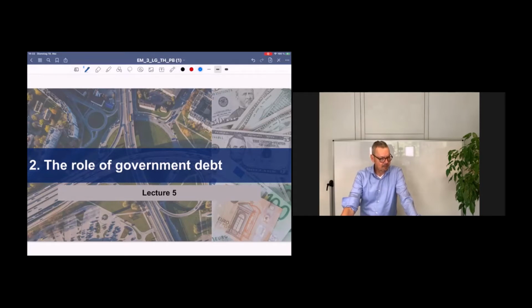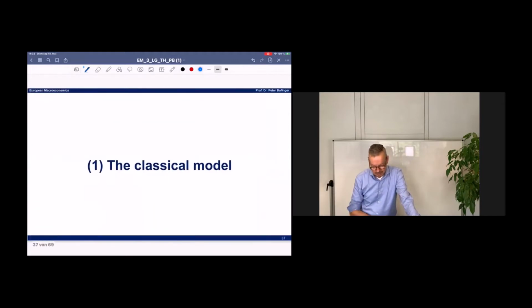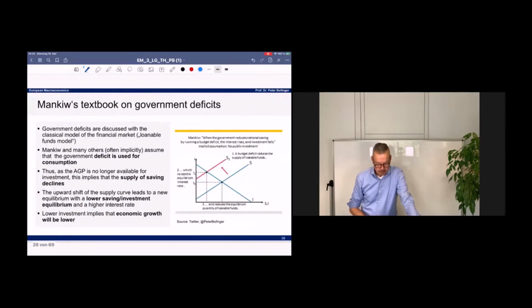So what textbooks discuss is the effect on government debt within the theoretical framework of the classical model. This is something you find in textbooks, and this is also something we will start discussing. And I want to present you how in Mankiw's very popular textbooks, government debt and government deficits are described.